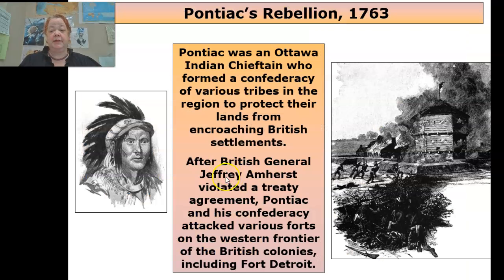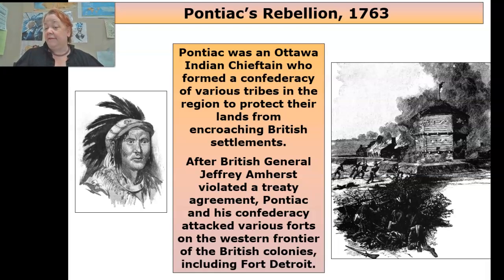They're on top. Well, shortly after the war, Pontiac, who was a Native American chieftain, formed a confederation of various tribes in the region to protect their lands from the encroaching British settlers. They got along well with the French, because the French respected them. The British, remember, this goes back to the Puritan belief that God gave us all of the Americas for us, and the natives just happened to be on our land. Well, after this, the British are coming in. They do not like it.